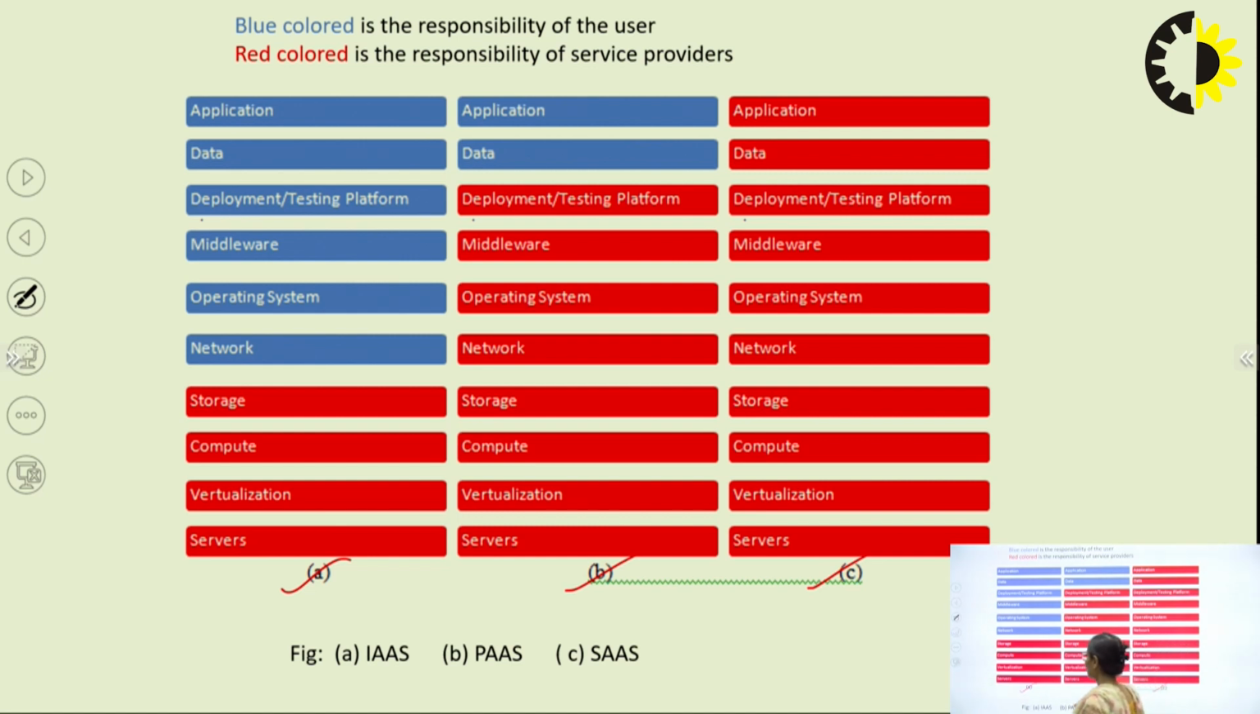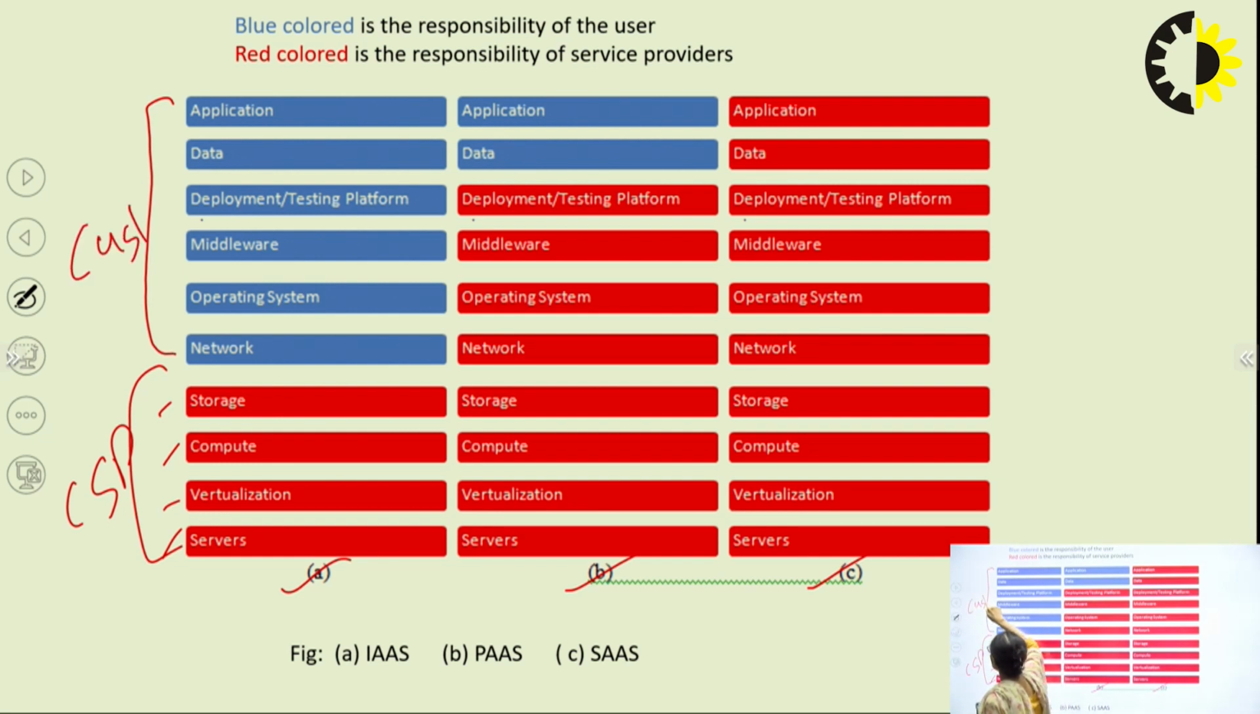So, in the case of IaaS, servers, virtualization, compute, storage, all these things are present with the CSP, that is our cloud service provider. And above that, this is your infrastructure. Now, this comprises your platform, and this is your applications. So, in the case of IaaS, all these components are with the customers.